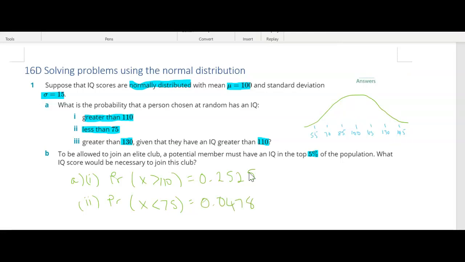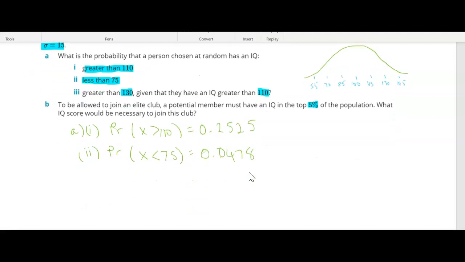0.0478. All right, for question 3, we want greater than 130 given that they have an IQ greater than 110. Okay, so let's set up our notation. We want the probability that x is greater than 130 given that x is greater than 110. It is conditional probability, and that's shown by the words "given that." Just make sure you write your question correctly. The condition is the second one.